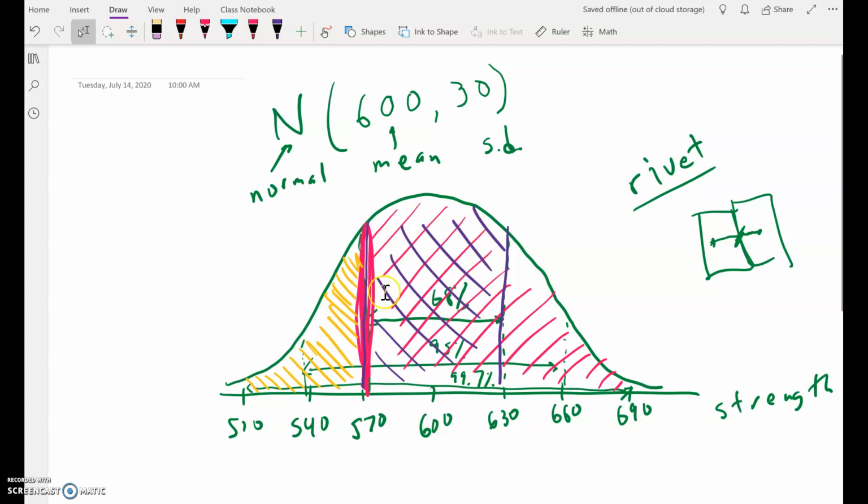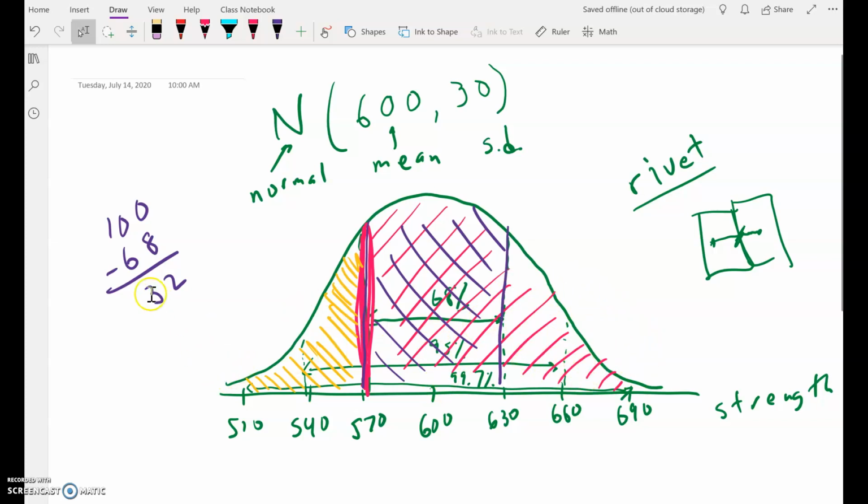Okay, so 68% of the rivets are between 570 and 630. I don't really care about that because I want to know what percentage is the yellow here, but that's a start. So you can take 100 minus 68, because remember, the entire area under the entire normal curve encompasses 100% of all the rivets. So subtract off the purple part, and you're left with 32% of the rivets. So 32% of the rivets are out here in this red part or the yellow part.